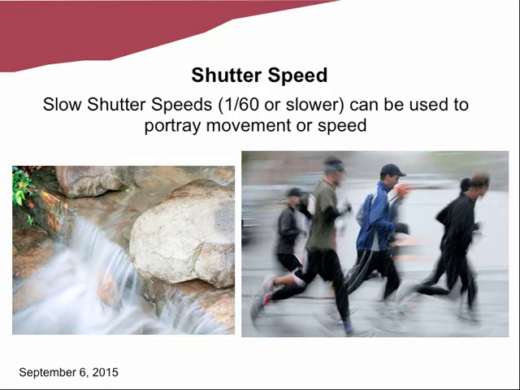A slow shutter speed, on the other hand, can be used to portray movement or speed. So if fast is freezing things, slow shutter speed is going to allow you to manipulate that portrayal of movement or speed, where you see the actual movement of this water coming down this waterfall, or the runners running. You actually are seeing their movement with a slower shutter speed.